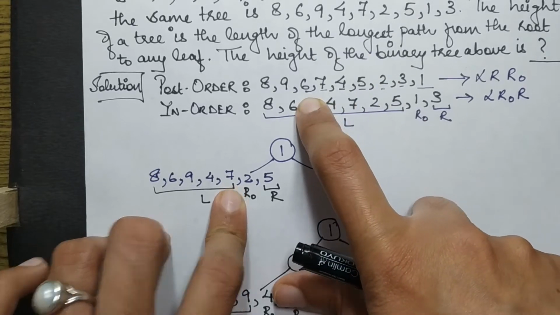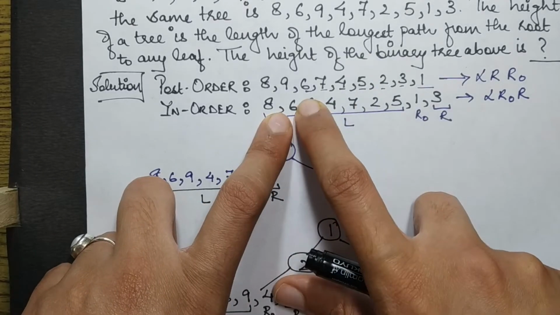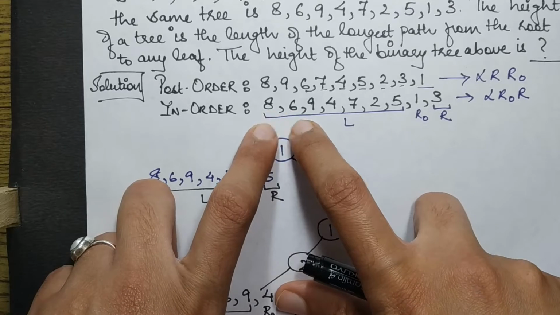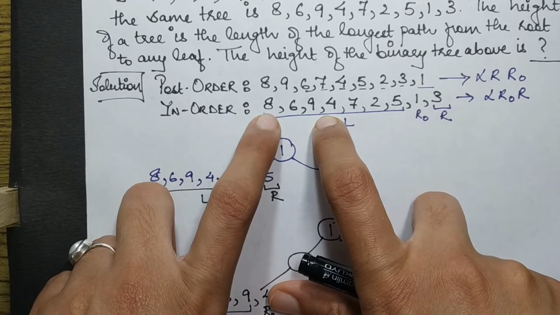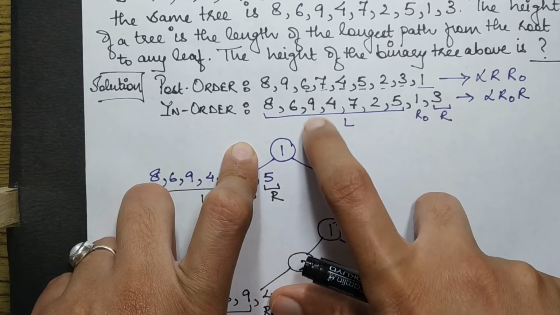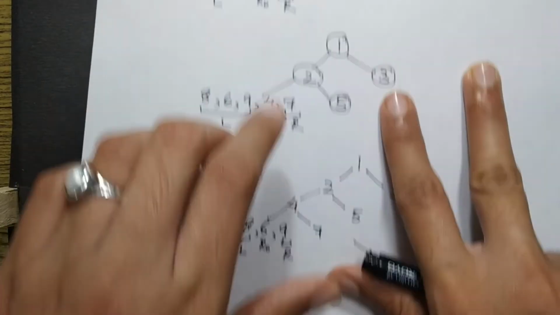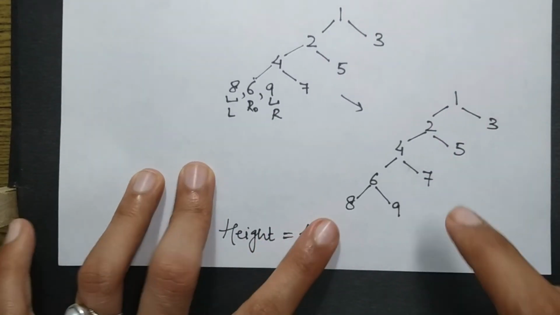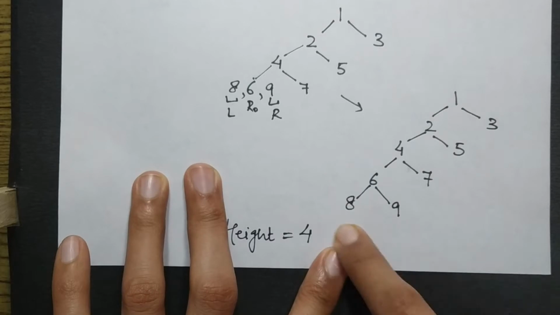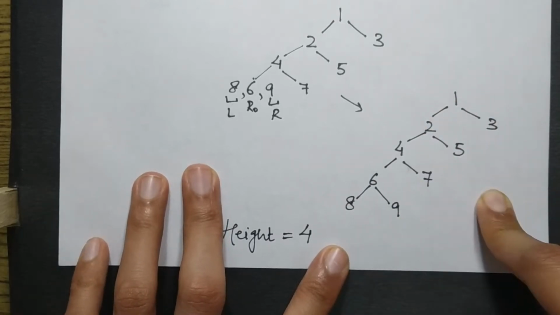The next root is 6. With 6 as the root, we check the in order traversal. So 8 becomes the left hand side child and 9 becomes the right hand side child. With this we obtain the complete tree. We are done with the tree.